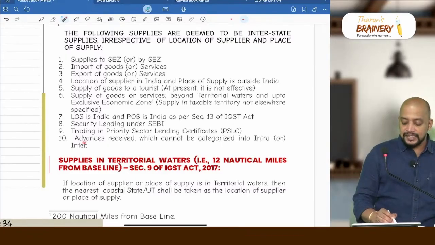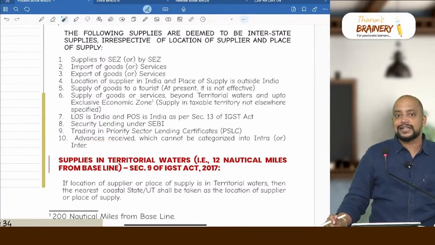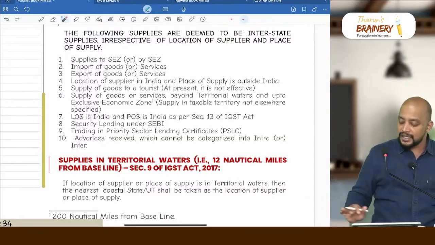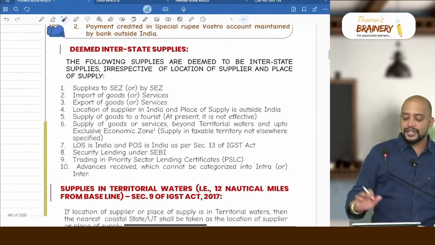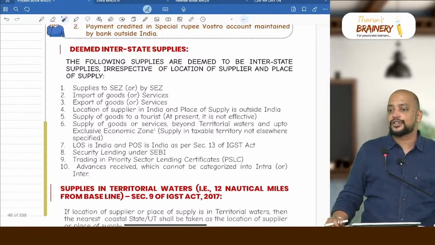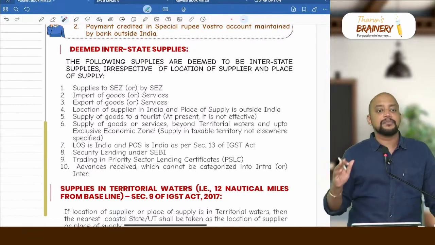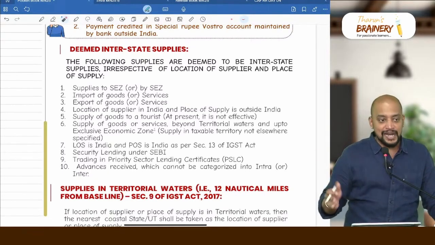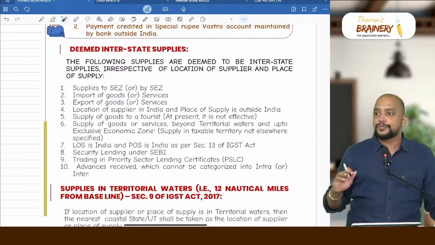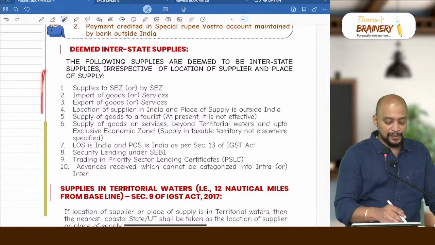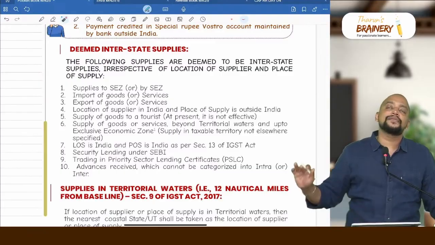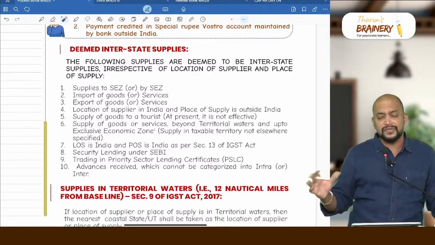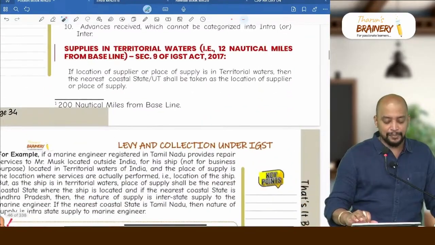Then advances received, where we don't know whether it is intrastate supply or interstate supply, will be categorized as deemed interstate supply. And in case of advances, what should be the rate of GST that should be taken? 18%. If some rate is given in the question, go by that rate. If the question is silent about that, the rate should be 18%. And the nature of supply should be interstate supply, deemed interstate supply. These are the 10 transactions. Whenever you see these 10 transactions in the question, you should not check location of supplier or place of supply. Always it will be deemed interstate supply.